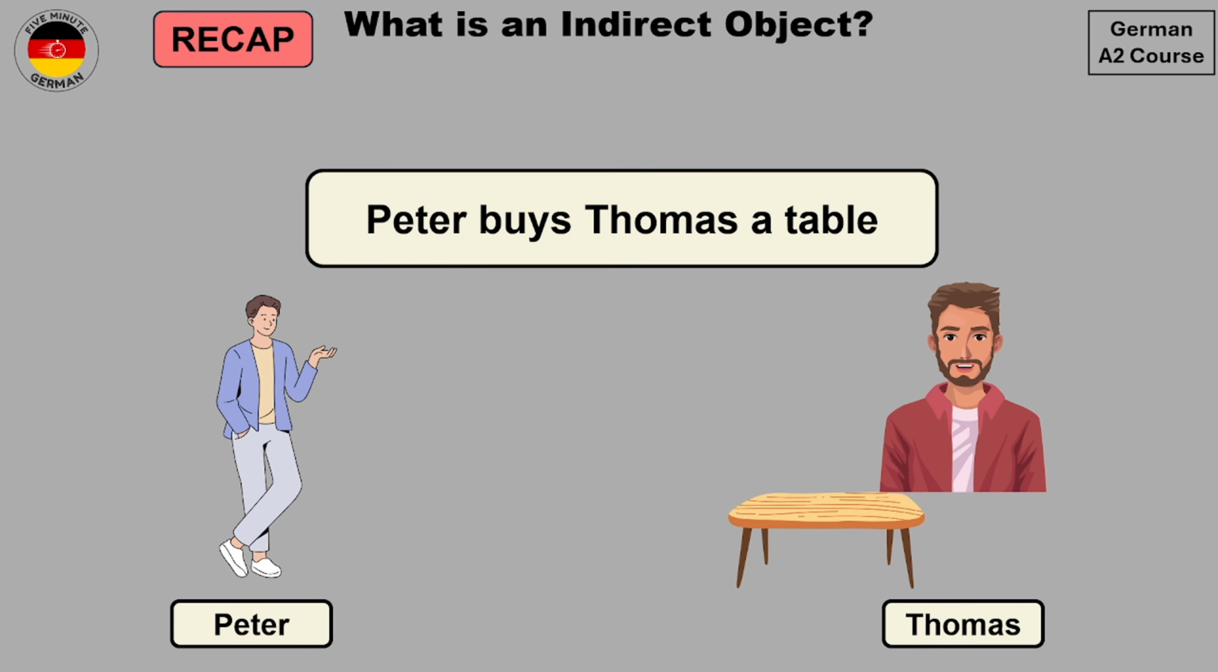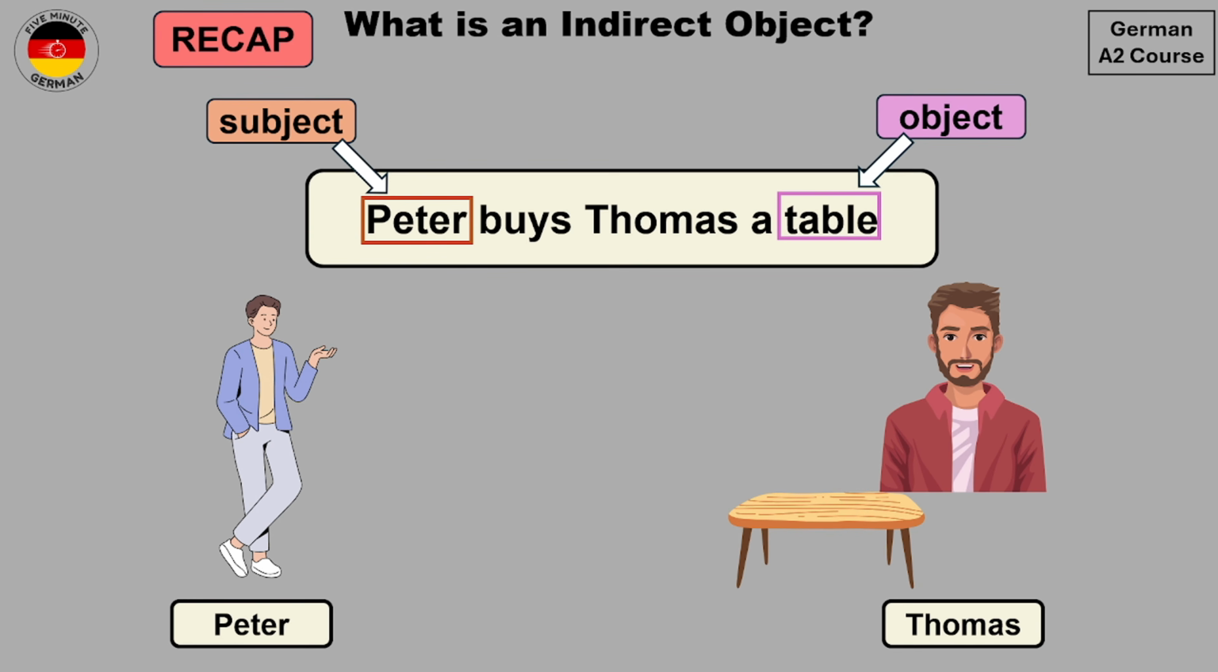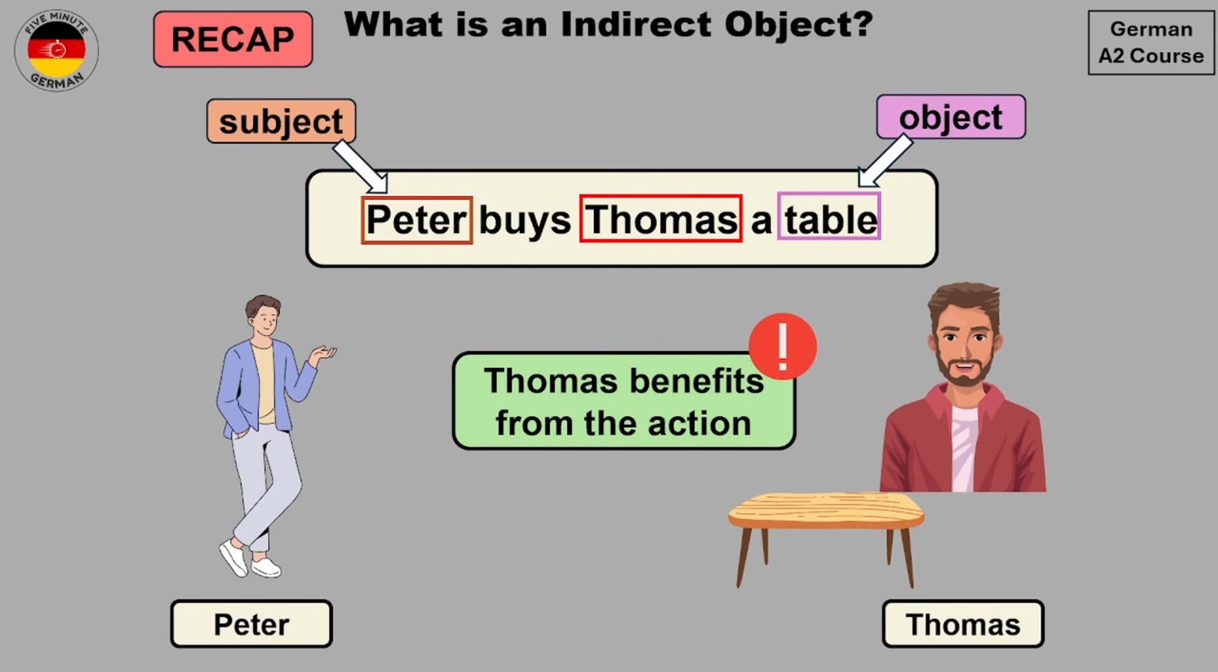Now in this sentence, Peter is the one who is doing the action. So he is the subject and the table is the object. But what is Thomas? Thomas is the one who benefits from the action because he is the one who got the table. So that's why Thomas is the indirect object.